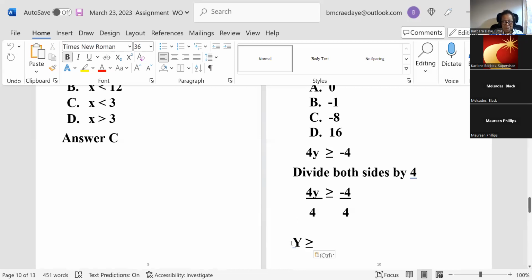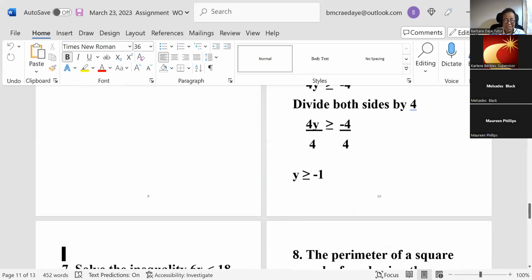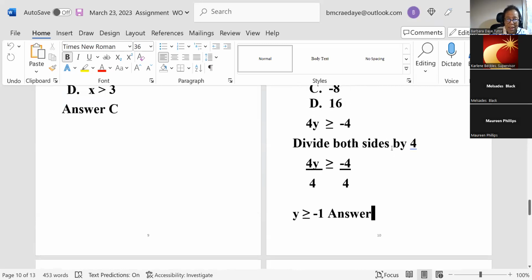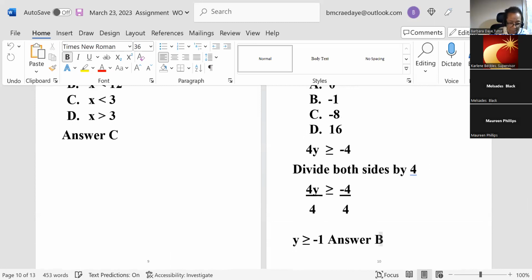So that would be y. And minus over plus gives minus, right? So that would be -1. And that's answer what? B. You see why I said you gave me a really weird answer? Because you added, right? But that's a division. So the answer for -1 is answer B.